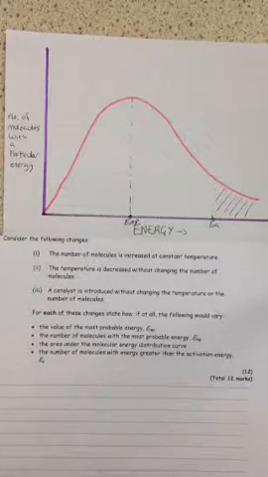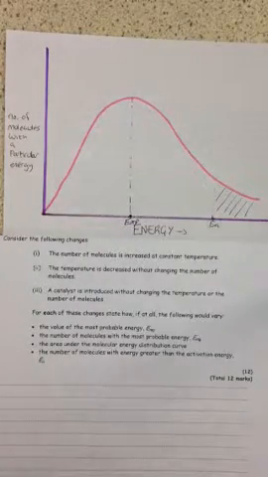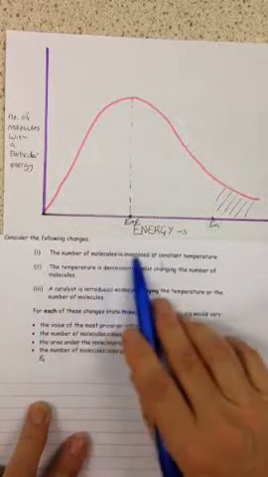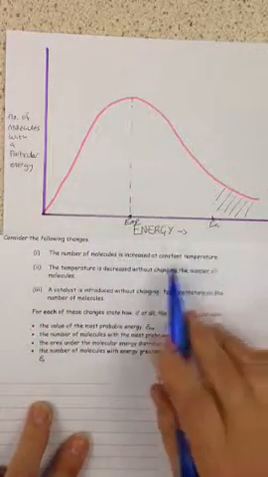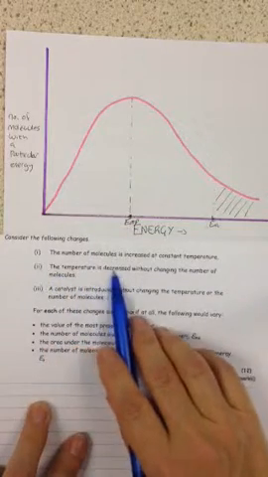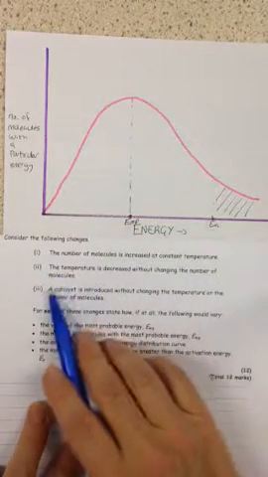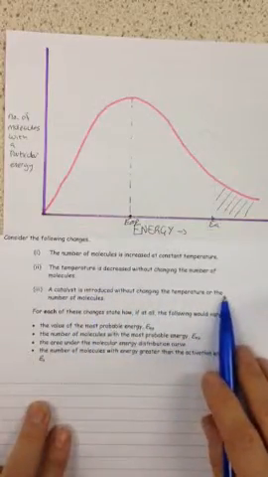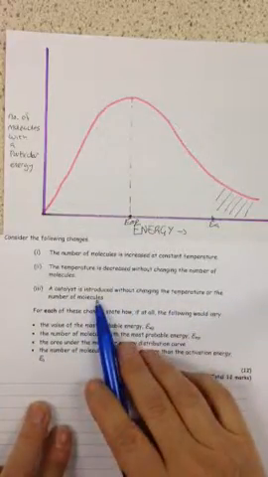You're then going to be asked the following questions. So if you're given the following changes: the number of molecules is increased at a constant temperature, the temperature is decreased without changing the number of molecules, and the third scenario is a catalyst is introduced without changing the temperature or the number of molecules.